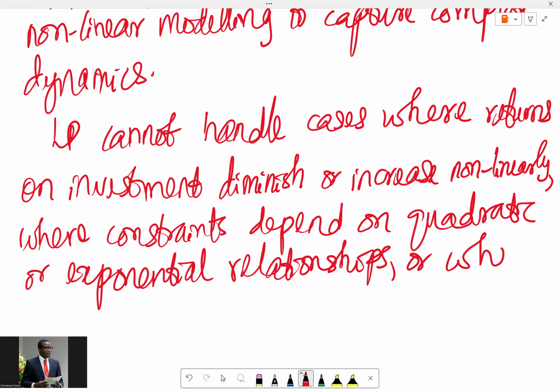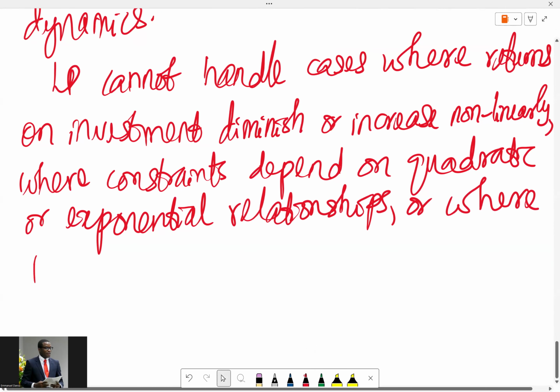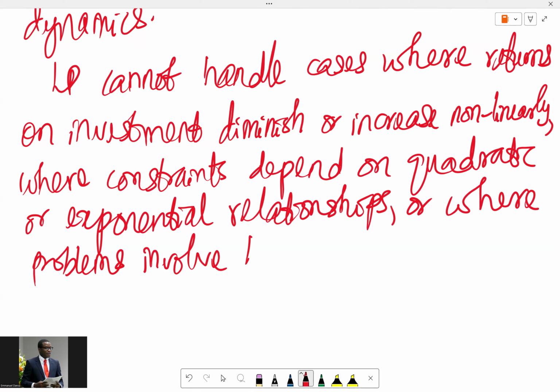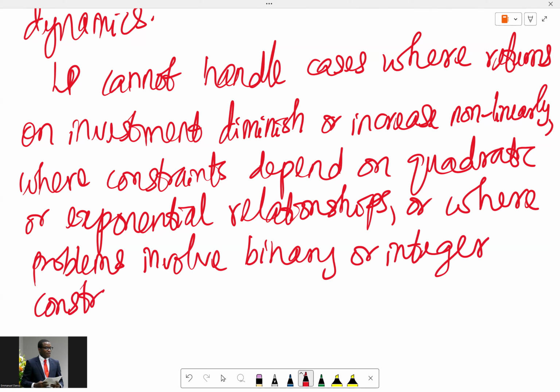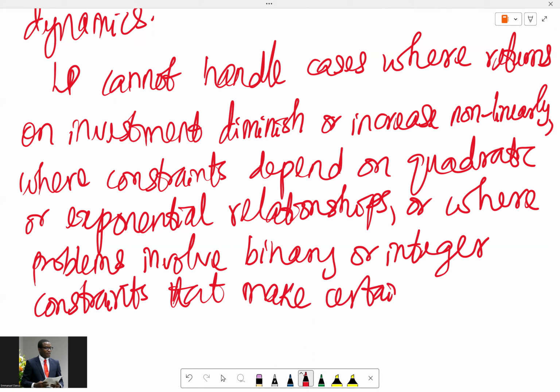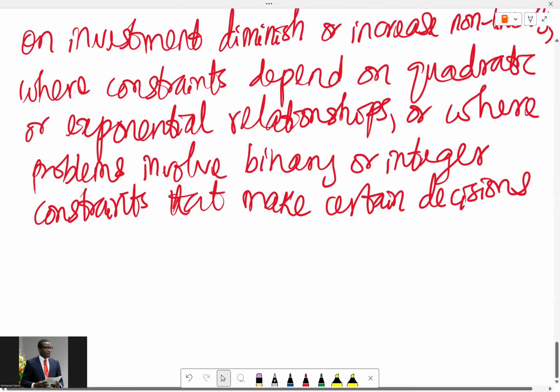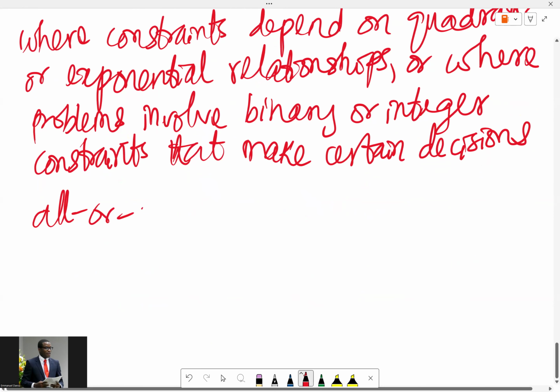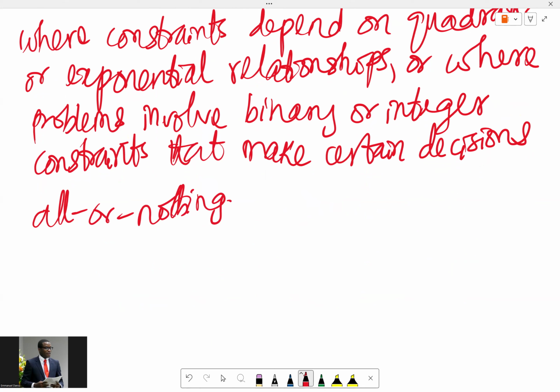or where problems involve binary or integer constraints that make certain decisions all or nothing. Okay, all or nothing. So linear programming is just linear all the way.